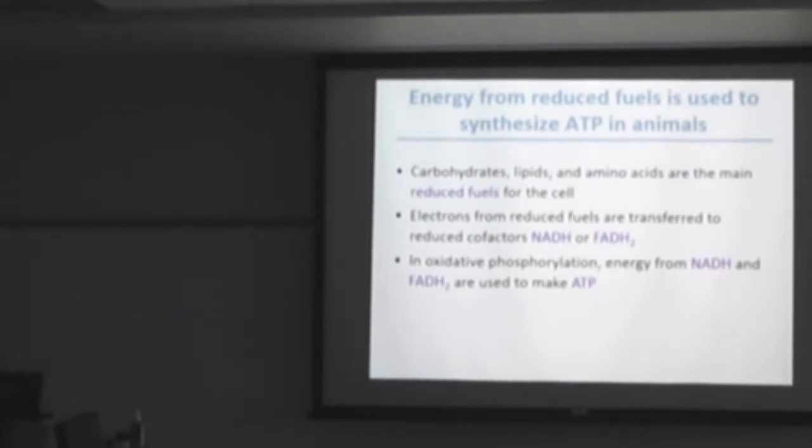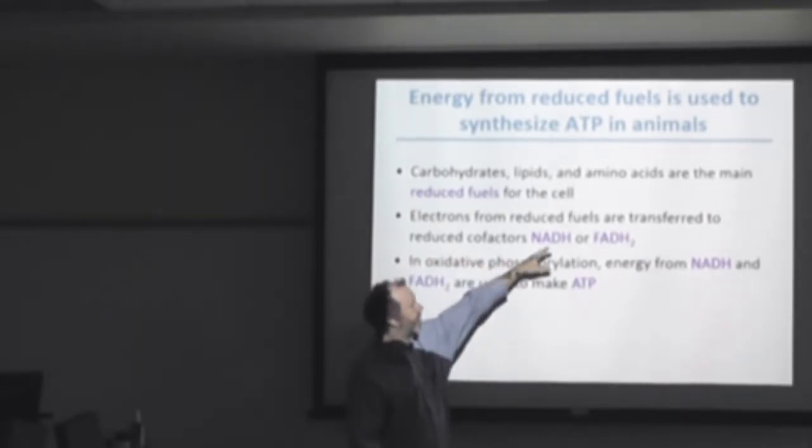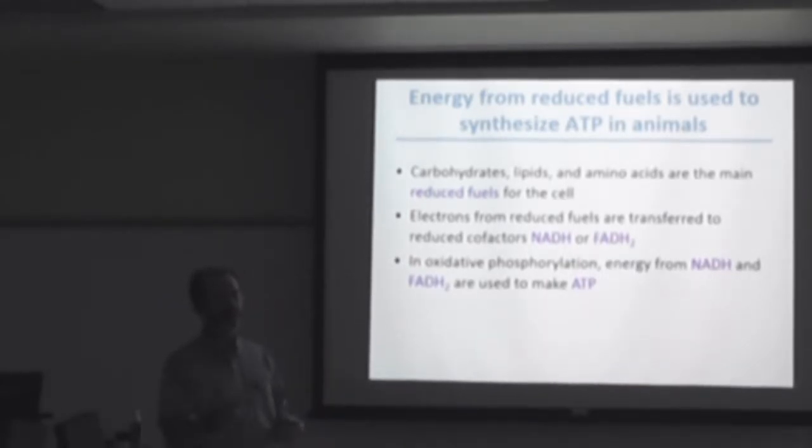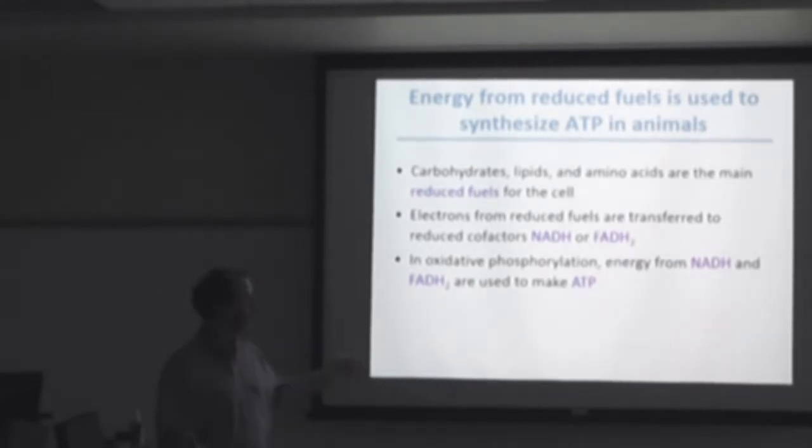So energy from reduced fuels is used to synthesize ATP in animals because we consume chemical energy and we make our ATP from reduced fuels. These electrons are transferred to reduced cofactors, right? We've already seen how we produce a lot of NADH or FADH2, whether we're burning sugar, that gets sent to the TCA cycle. We produce some in glycolysis. The TCA cycle produces more. These electrons have to go somewhere, and we capture the energy from transferring those electrons in the electron transport chain.